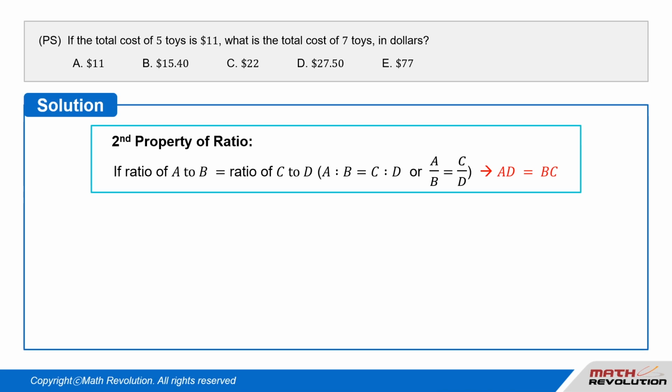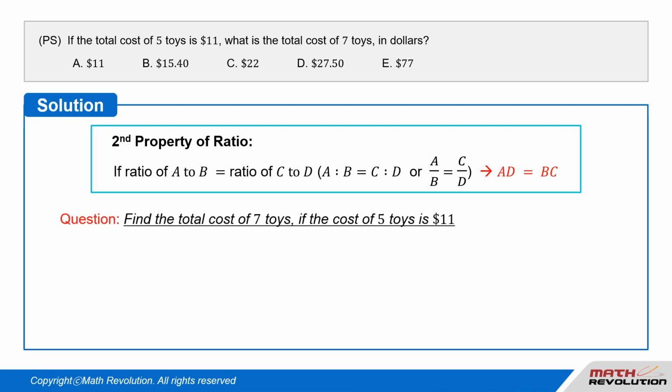A is to B equals C is to D. If the ratio of A to B is equal to the ratio of C to D, that is, A is to B equals C is to D, or A over B is equal to C over D, then A times D is equal to B times C.